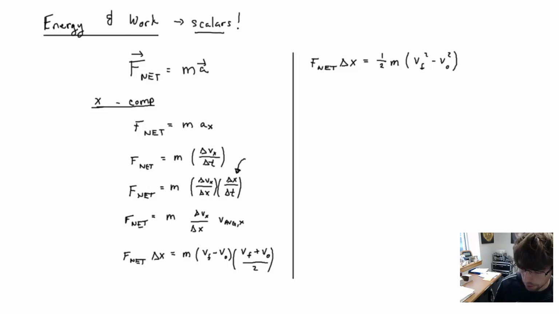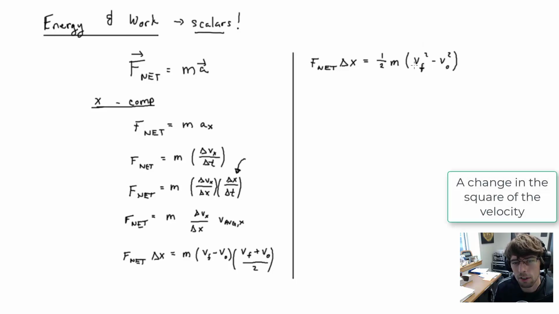So what's going on here? We see that we started off with the x component of Newton's second law, and we've now been able to rearrange it in a different manner. Instead of expressing it in terms of accelerations, we're expressing it as a change in, I want to say a change in speed, but related to the speeds.